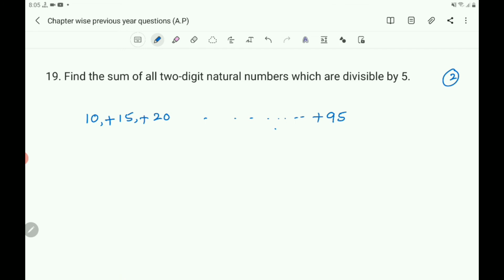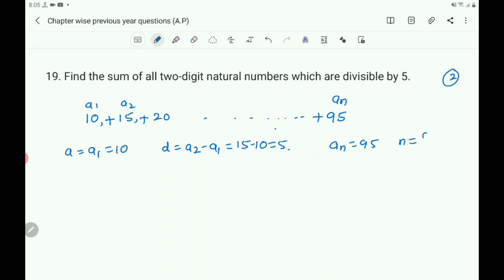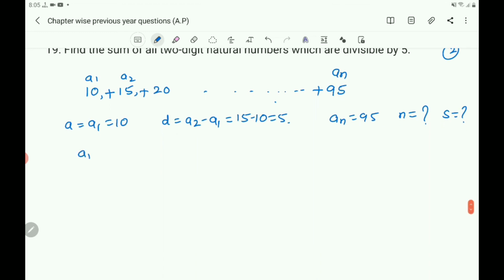Then here this is A1, this is A2, and this is AN. And N is not known here. So let us find out N. So you write A here. A is equal to A1, that is 10. And D is A2 minus A1, that is 15 minus 10 equals 5. And AN equals 95. Then you write question mark for N, and also to find the sum you write S equals question mark. Then you write the formula for AN.